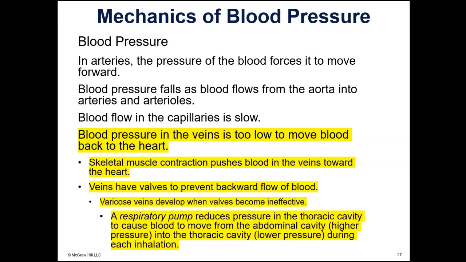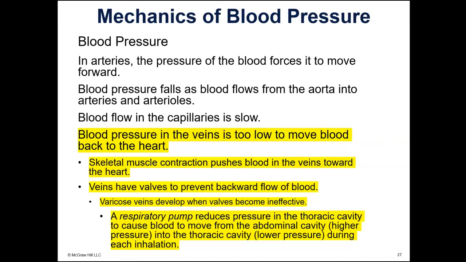There is a problem with getting blood back to the heart from the veins, because by the time blood reaches the veins, blood pressure is so low that blood pressure itself is not going to be enough to get the blood back to the heart. So the primary event or action that's going to get blood back to the heart is skeletal muscle contraction.